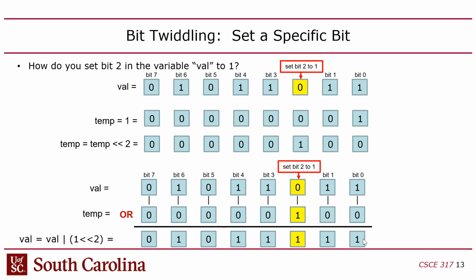you might not have done this in C or Java, but it works, you take a constant 1 less than 2, which basically creates the temporary variable. It takes 1, shifts it 2 bits to the left, and then a single bar, which is a bitwise OR, with the original val. So in one line of code, you can set bit 2 to the value 1, or leave it at 1 if it was already at 1, right?